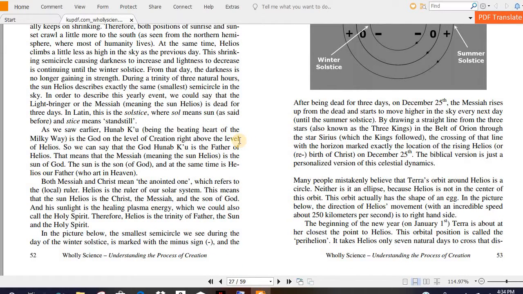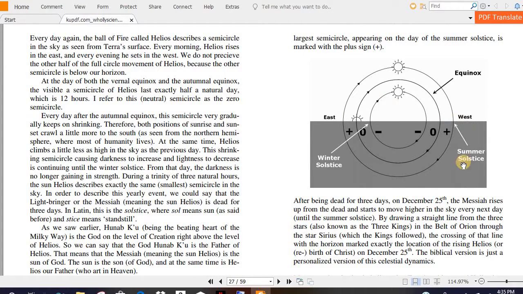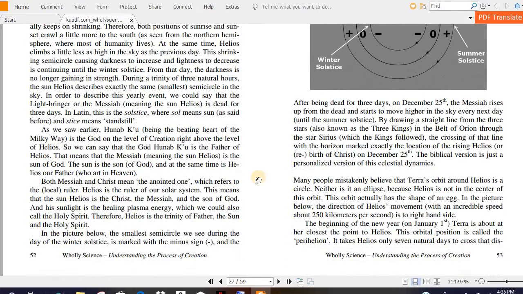In the picture below, the smallest semicircle we see during the day of the winter solstice is marked with the minus sign, and the largest semicircle appearing on the day of summer solstice is marked with a plus sign. See, it's half and half. Matches up perfectly. After being dead for 3 days on December 25th, the Messiah arises from the dead and starts to move higher in the sky every next day until the summer solstice.